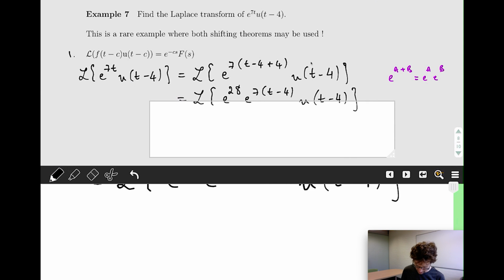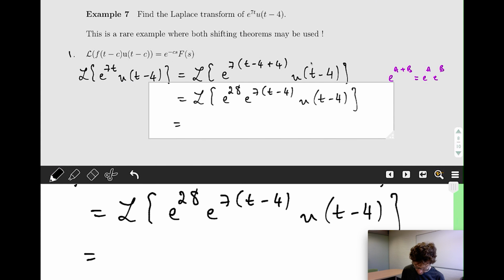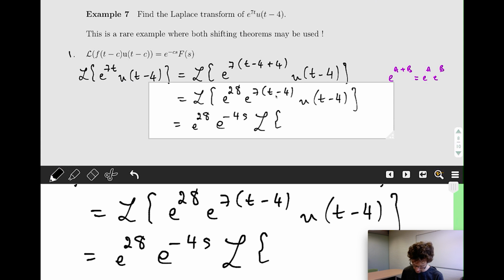So now I can use the second shifting theorem. Let's pull out that constant e to the 28, don't care about that. You can see that this is clearly in the form of a cut and a shift. So it's a cut at 4 and it's a shift by 4. So what I'm going to do is use the second shifting theorem to pull that shift and cut out, e to the minus shift times s, and that's going to be multiplied by the Laplace transform of the unshifted uncut function. So what is that? Let's get rid of the cut, get rid of the Heaviside, get rid of the shift, so I've got e to the 7t.